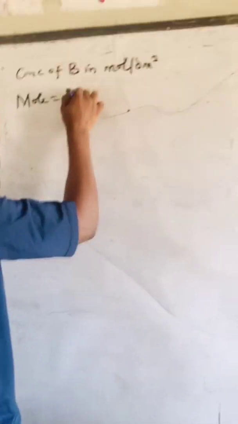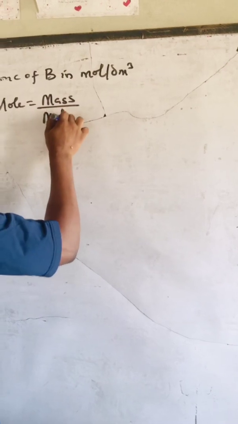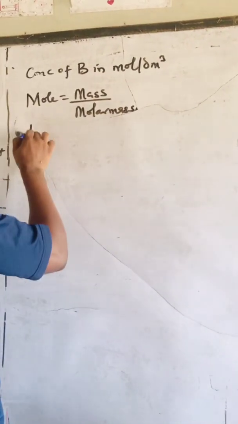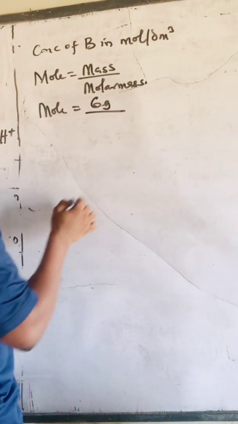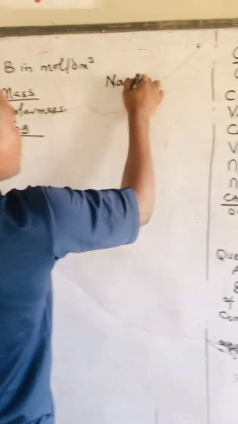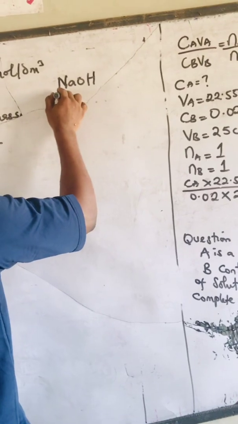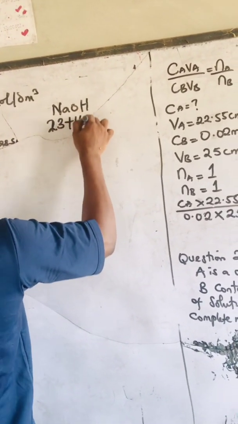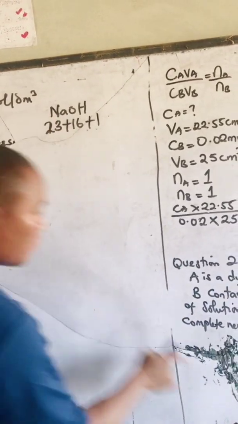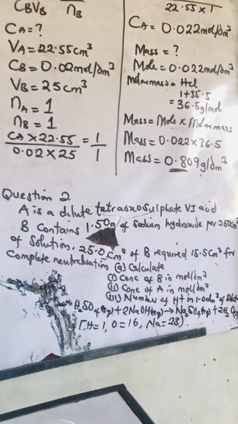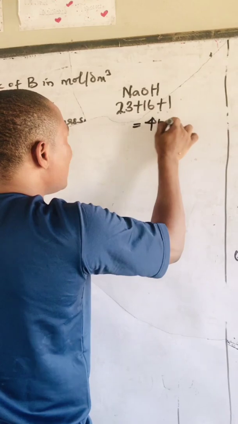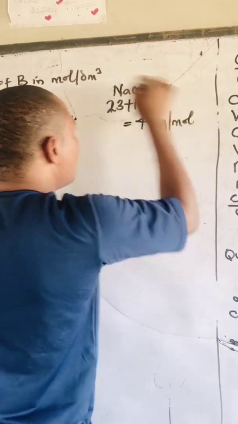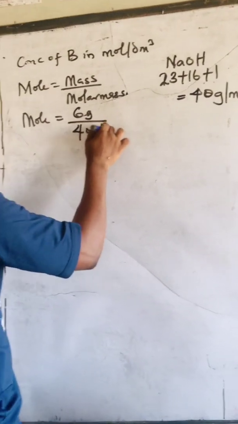So very interesting. We can still go about using this: mole equals mass over molar mass. Very easy. So our mole becomes the mass, 6 gram, over the molar mass. Now you can calculate that. Please try and show all your workings. Molar mass of this, we have 23 plus 16 plus 1. We have been given in the question: sodium is 23 atomic mass, oxygen is 16 and hydrogen is 1. So we are going to have 40 gram per mole.